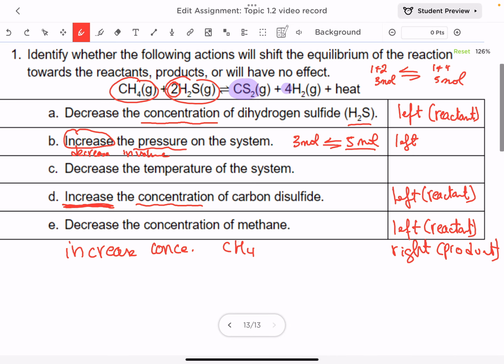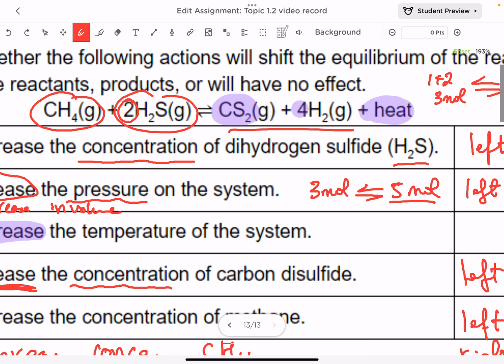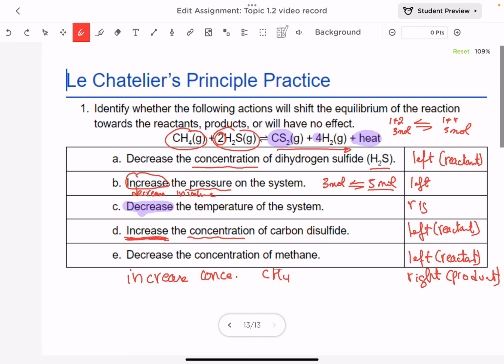Now, one more question. What if we have a decrease or increase in temperature as a stress? In this case, we need to know whether the system is exothermic or endothermic. You locate where the heat is written. So here, this question is saying that we decrease the temperature, so the system is going to go toward the right in order to give me more and more heat because the heat was reduced. So the answer here would be going toward the product, to the right.